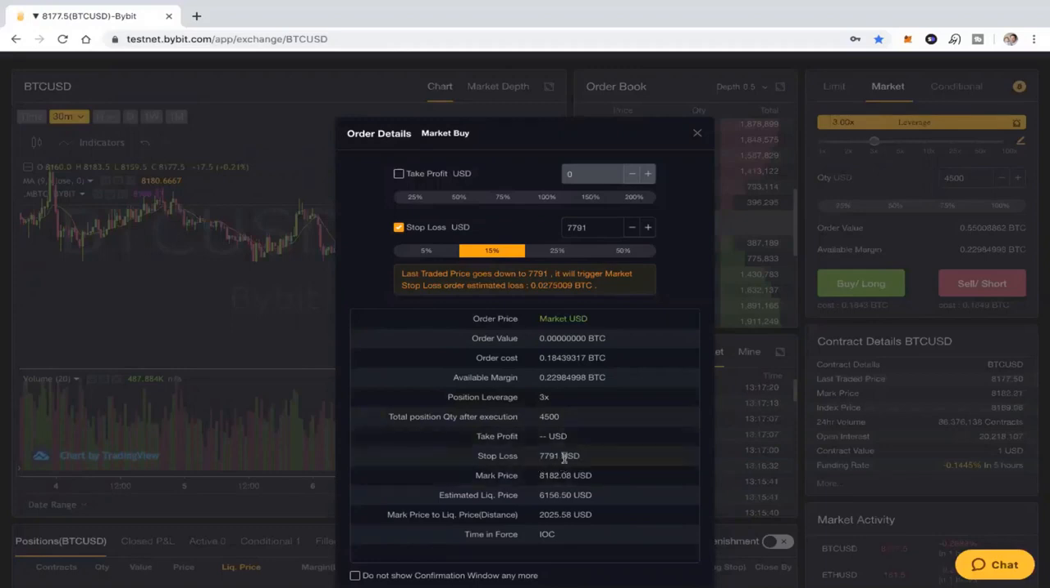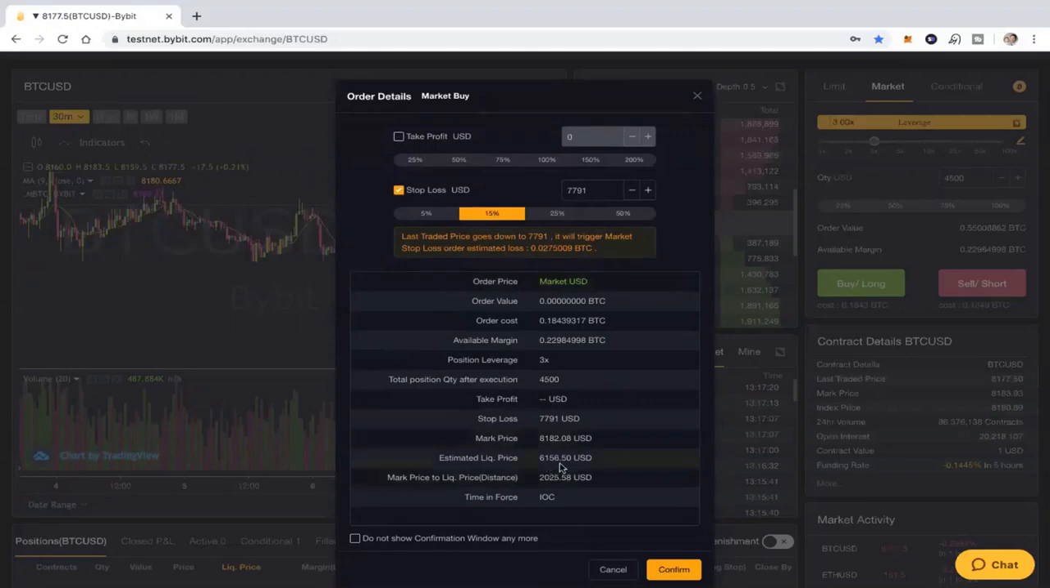So there you can see my stop loss comes in down to the bottom of 7791, and I have a liquidation price of 6,100. So I don't have to worry about the liquidation price. I'm not going to get liquidated and lose all 0.18 of my Bitcoin, because I've made sure that my appetite is to lose no more than 0.02.